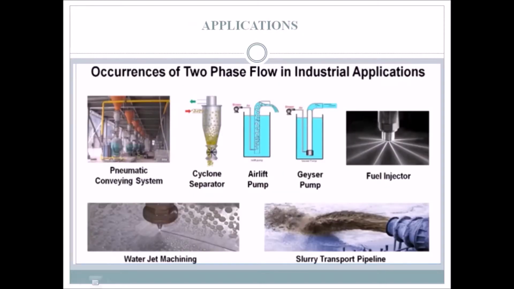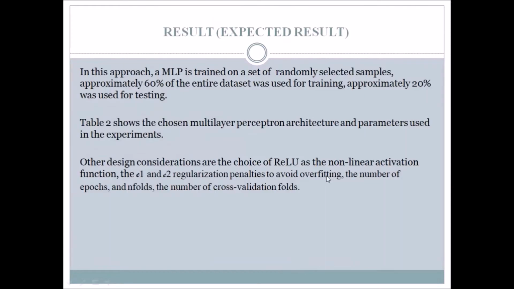Now, what are the applications? What's the essence of all this flow pattern determination and studying, to do the right prediction in order to do calculations? This is because we can use this flow pattern in many industrial applications, like in pneumatic conveying systems, in cyclone separators, in air pumps, in geyser pumps, in fuel injectors, in water jet machining, and in slurry-type transport pipelines.